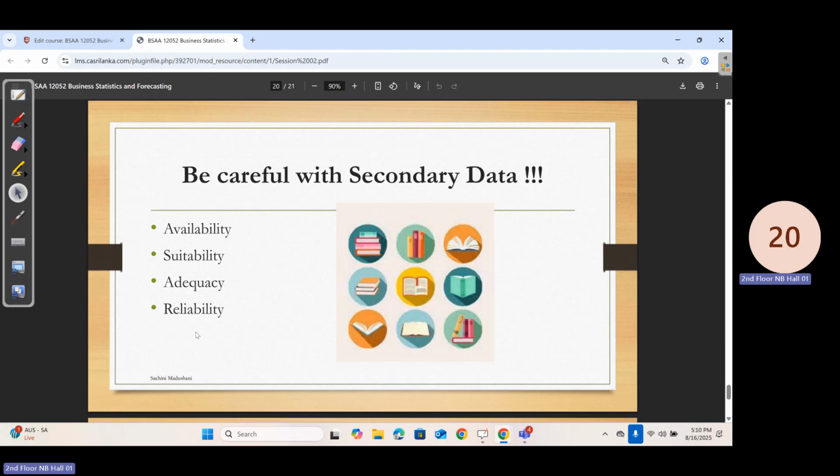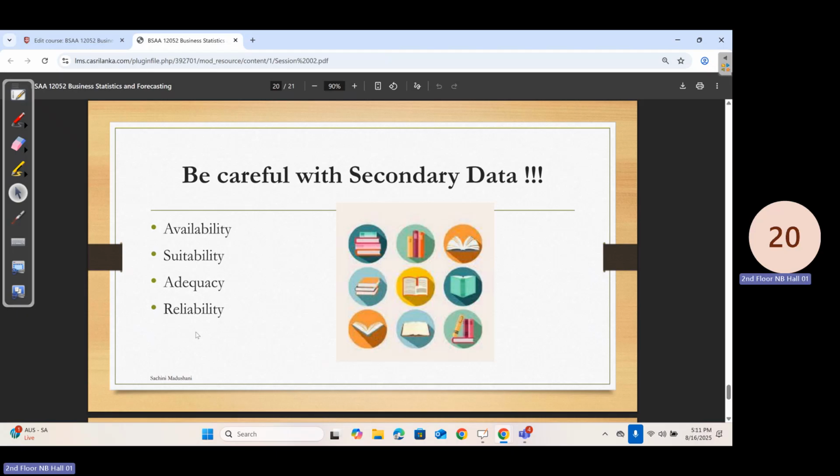We need to check reliability. How can we check the reliability of the secondary data? We can check how they collected this data. Now we collect the data from a source, no? Any published or unpublished source. Then we can check how they collected this data and for what purpose. What kind of method did they use to collect this data? We can check whether they used the correct method. Based on that, we can check whether reliability is there or not.